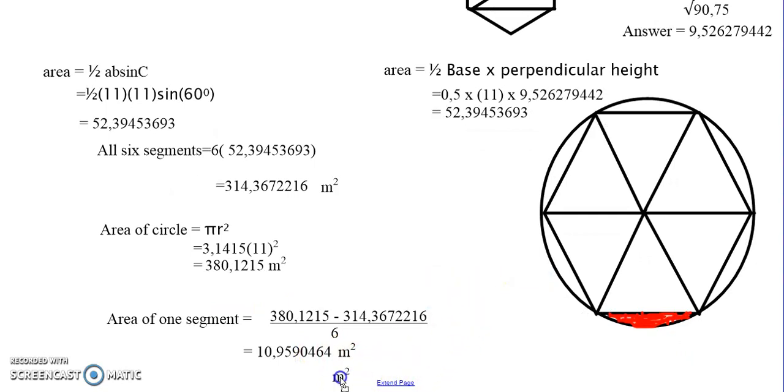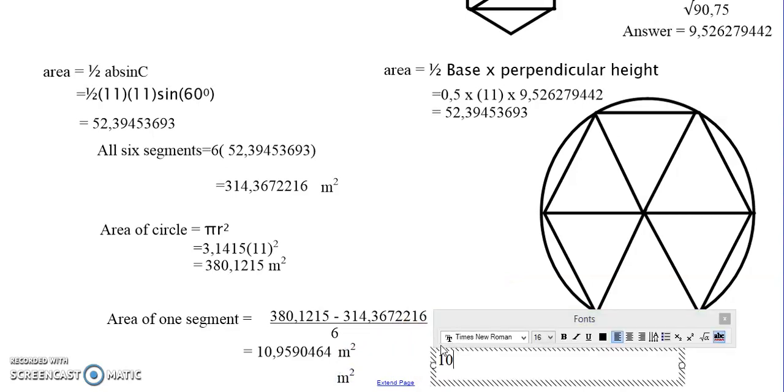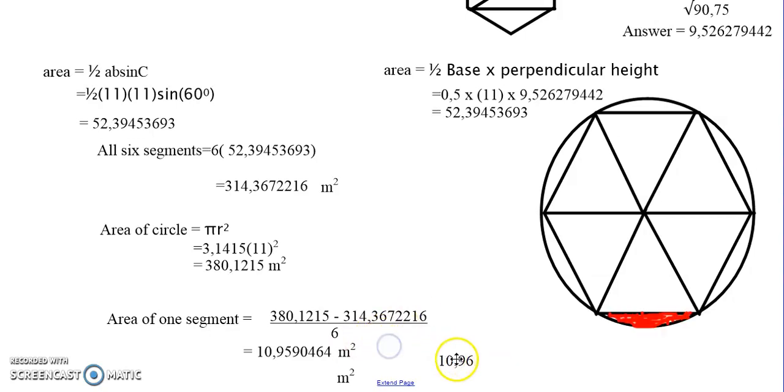My final answer, I can round off to 10,96. How do I do this? I must round to 2 decimal places, so my degree of accuracy tells me I must stop at that point. Then I look at the next number, which is a 9. The 9 will make the 95 go to the next number, which is 96.